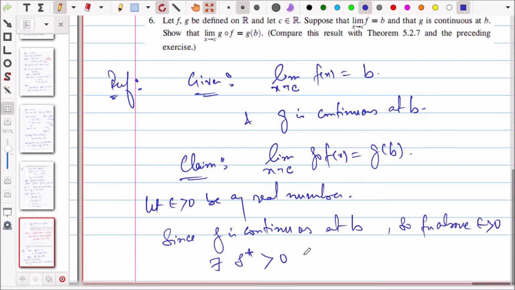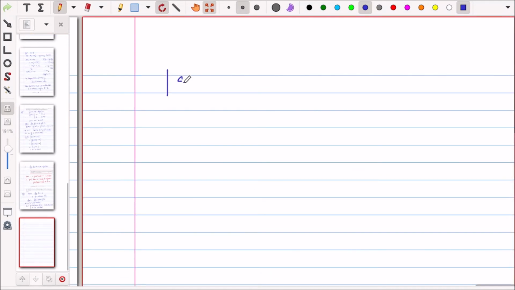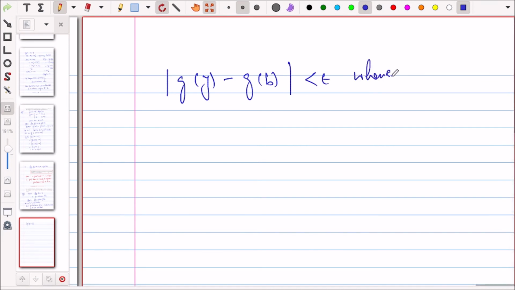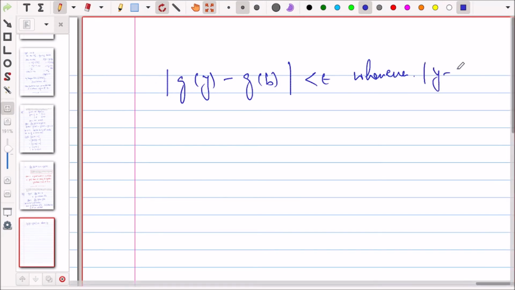We will be getting another delta, so that's why we are taking it delta star greater than 0, such that |g(y) minus g(b)| is less than epsilon whenever |y minus b| is less than delta star. Mark it as 1.